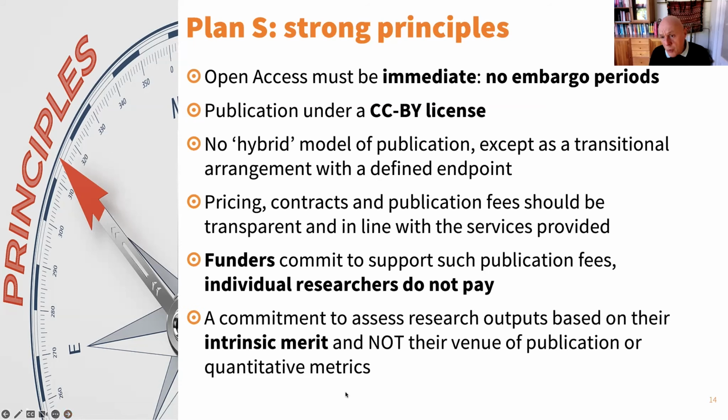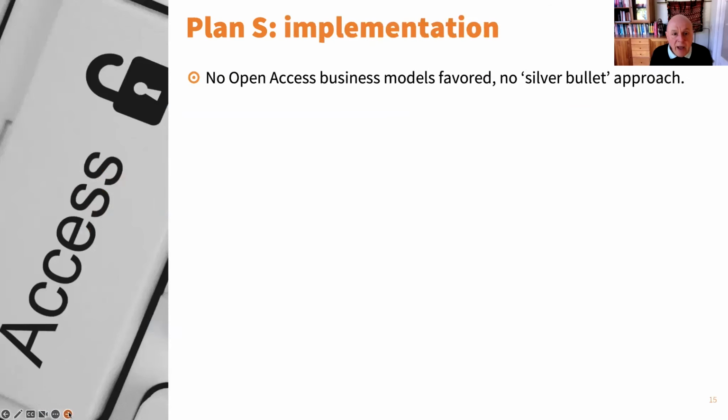There is, of course, also a commitment, as I already said, to assess research outputs based on their intrinsic merits and not on the venue of publication or on quantitative metrics. So we want to get rid of the competition, and we want to get rid of this obsession with high prestige journals like Science or Nature. This is not good for research. It is research as competition rather than research as collaboration. And we want to get rid of that as fast as possible. So these are important principles to live by.